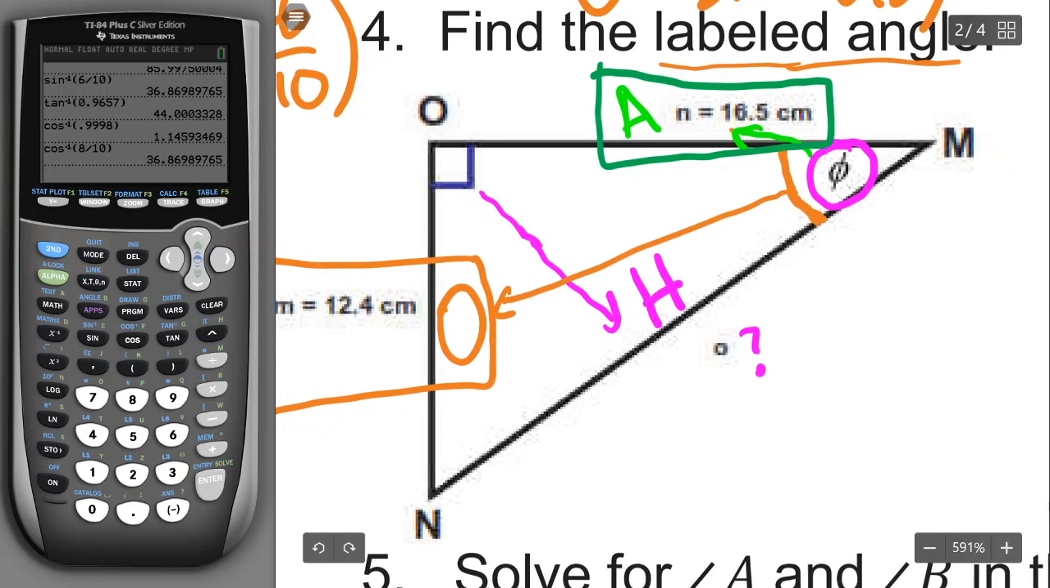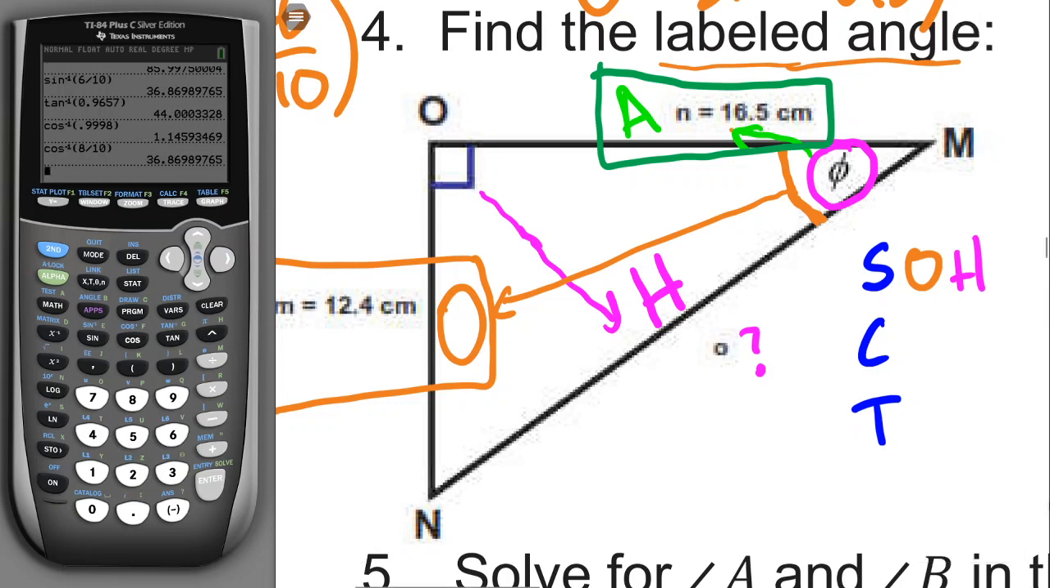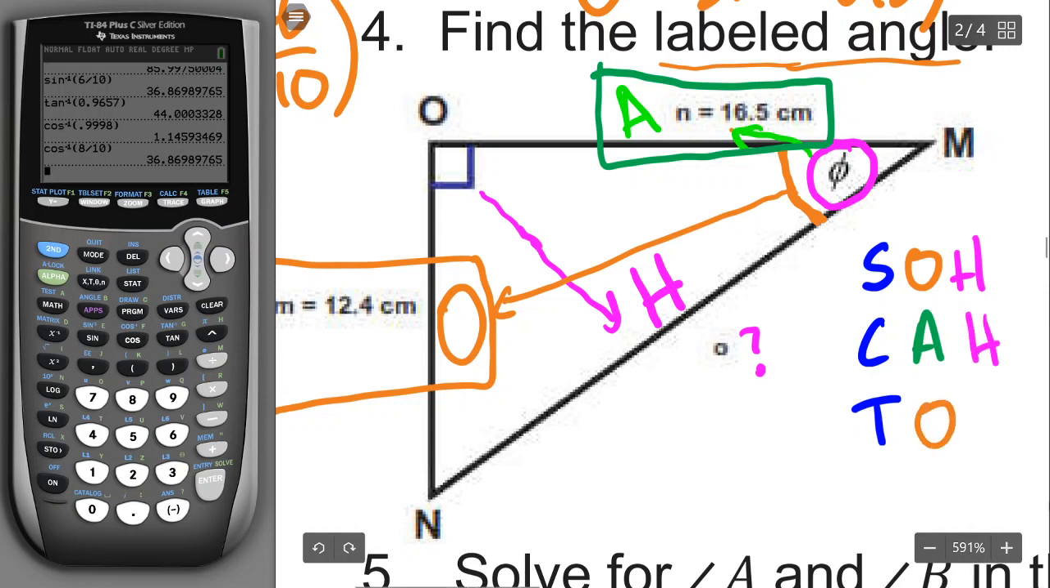So now I need to decide, let's do it like this. SOH CAH TOA. So SOH is opposite and hypotenuse. CAH is adjacent and hypotenuse. Or TOA is opposite and adjacent. Now I've color-coded it. Hopefully that makes it a bit clearer to see. Which two sides do we know? We know the orange side, opposite, and we know the green side, adjacent. So we are going to use TOA to solve this.